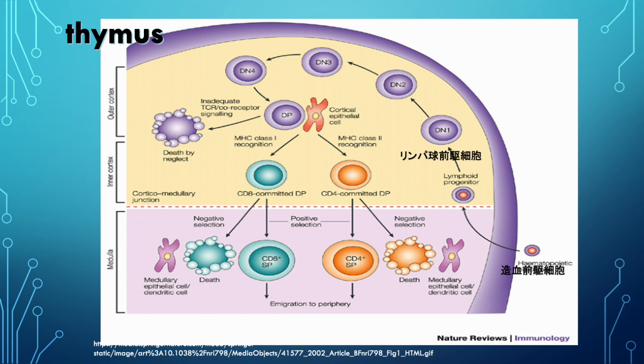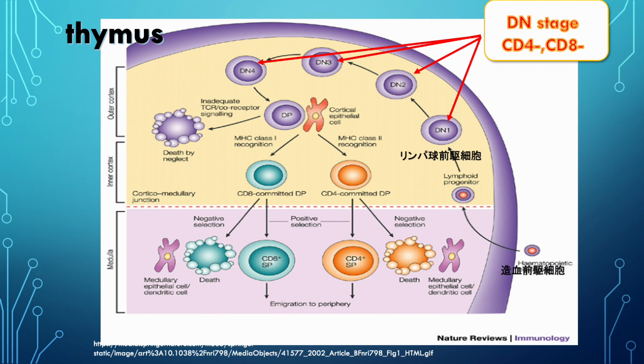Look at this sketch. T cells are made from hematopoietic precursors in the bone marrow. Hematopoietic precursors differentiate into lymphoid progenitors and move to thymus. At this point, lymphocyte progenitors have neither CD4 nor CD8. A state in which neither CD4 nor CD8 is present is called a double negative stage, and these are divided into 4 stages from DN1 to DN4.